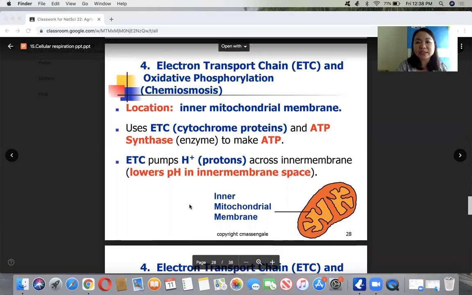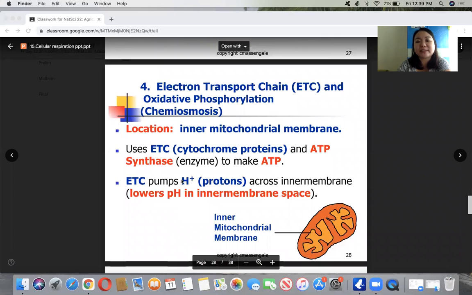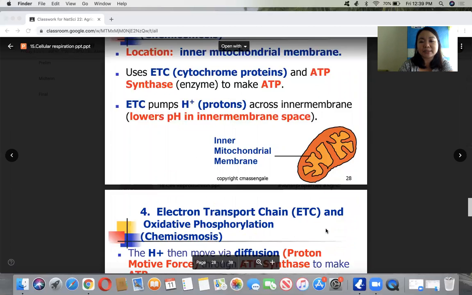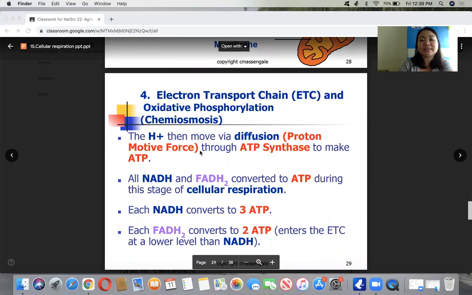So we are now on the last phase, which is the electron transport chain, or ETC, and oxidative phosphorylation, known as chemiosmosis. It's in the inner mitochondrial membrane. So they use the ETC, or electron transport chain, with the cytochrome proteins and ATP synthase enzyme to make ATP. So in the ETC, it pumps hydrogen protons across the membrane, which lowers pH in the intermembrane space. And the hydrogen ions then move via the proton motive force through ATP synthase to make ATP.